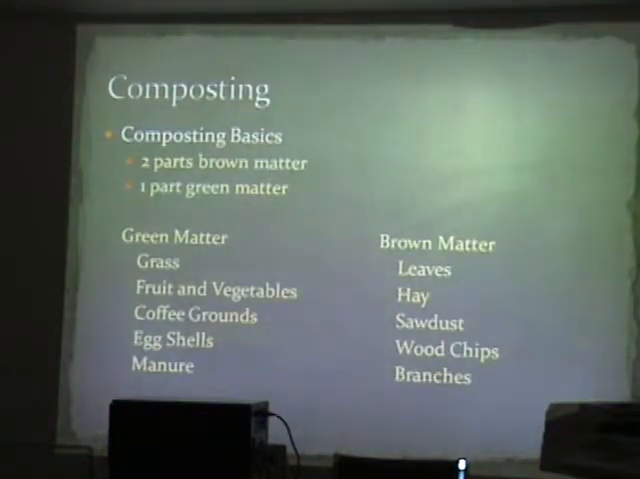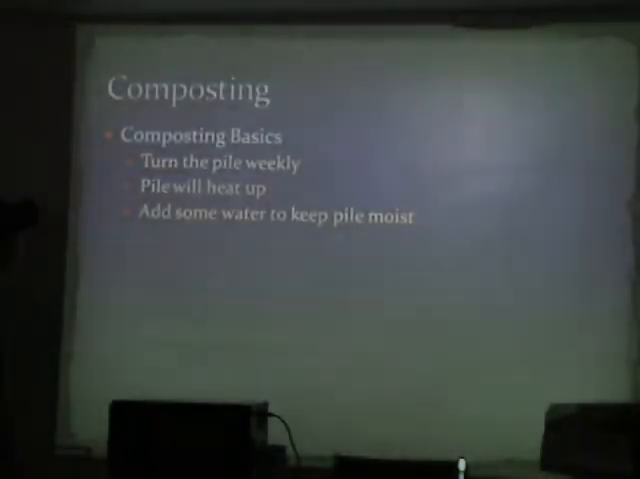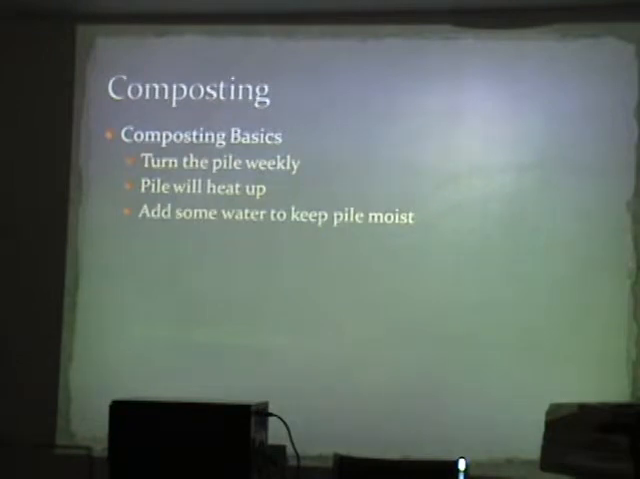So then you want to add the 2 parts brown matter. That's leaves, hay, sawdust, wood chips, branches. Those things usually break down slower than the green matter, but you need all of it to help make a good compost. You want to turn the pile weekly. That helps to add the air that we talked about. The pile will heat up, and add some water to keep the pile moist.